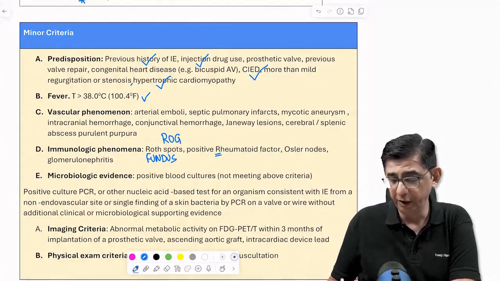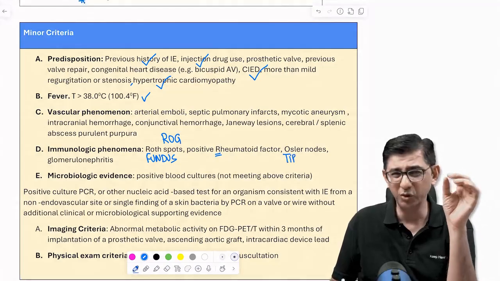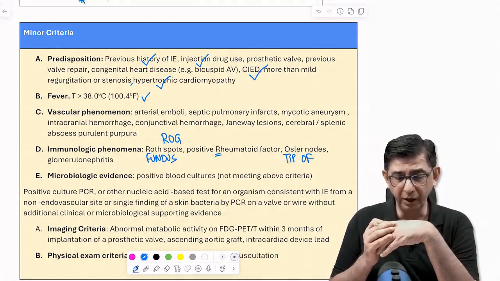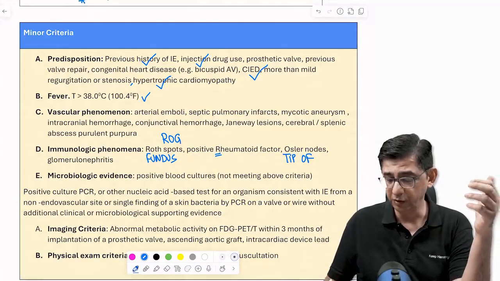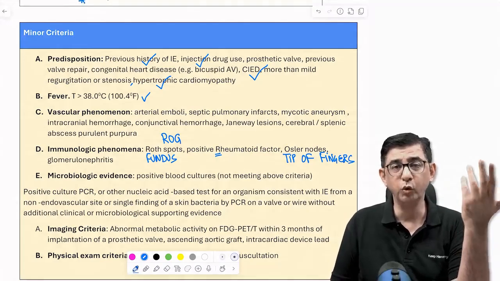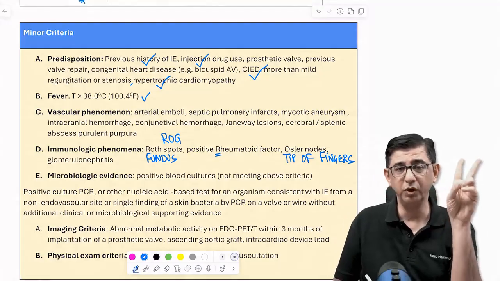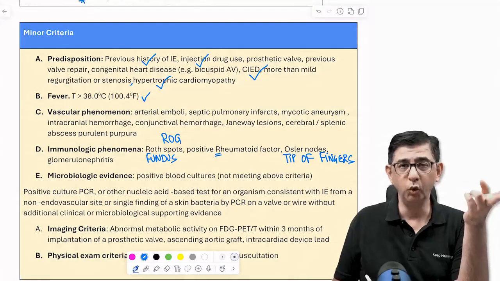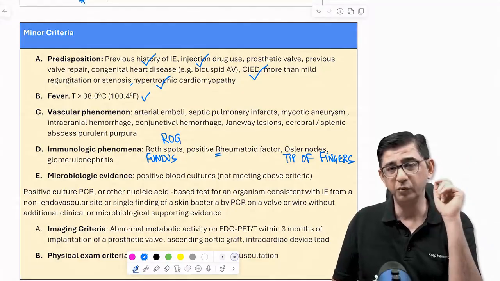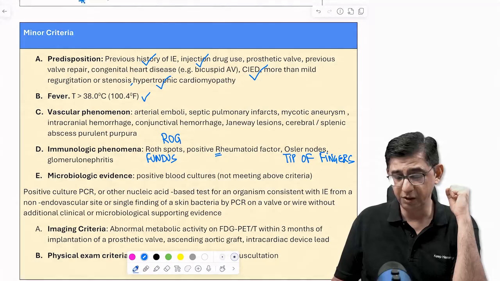O is Osler's nodes. Where do you check for Osler nodes? In the tip of the finger. This pulp, in the tip of the finger, there would be nodes or nodules that can be felt. These are basically immunological phenomenon due to the embolization of vegetations occurring out of the heart of the patient. Then there can be glomerulonephritis, post-streptococcal glomerulonephritis. So the message is ROG. R stands for Roth spots and positive RA factor, so it is coming 2 times. O is going to be Osler node. G is glomerulonephritis. Simple. The R is coming 2 times, however. So take care: if he says positive rheumatoid factor in a question of infective endocarditis, it is still taken as one of the important minor diagnostic criteria.